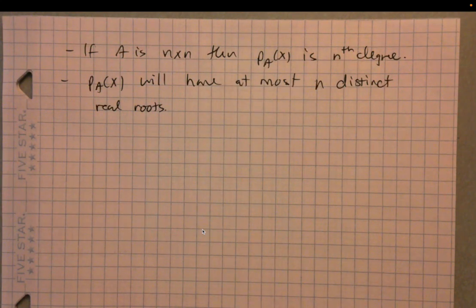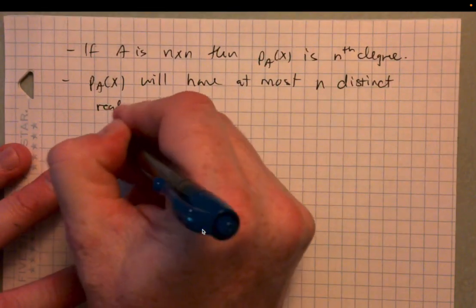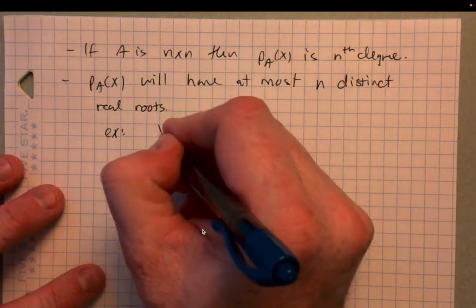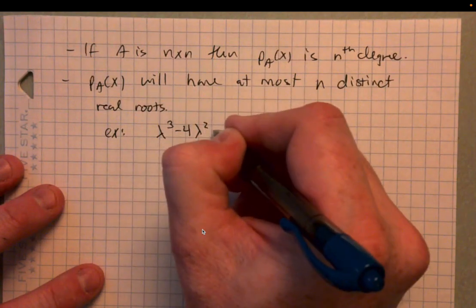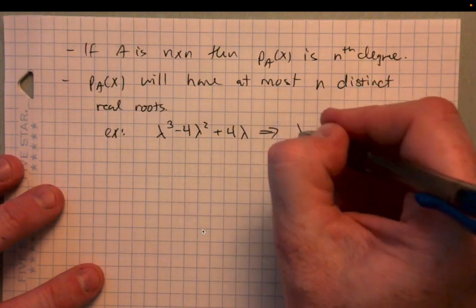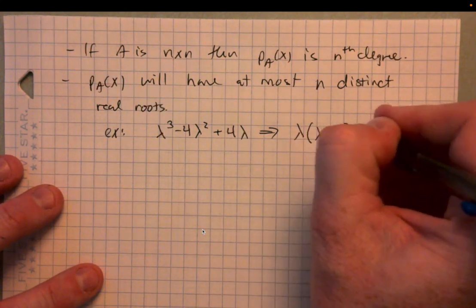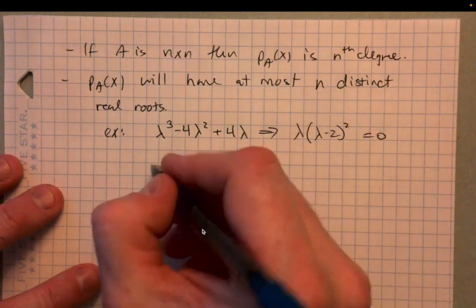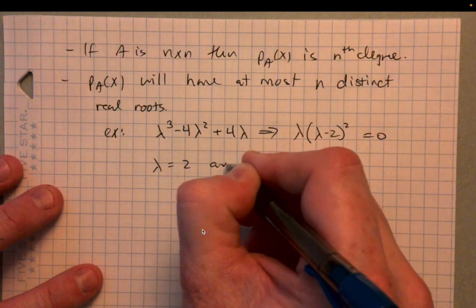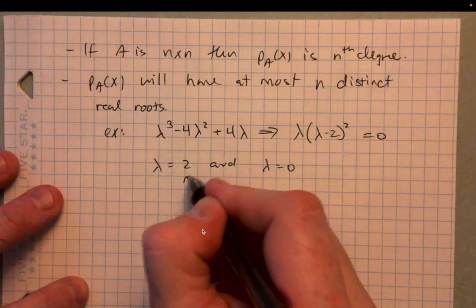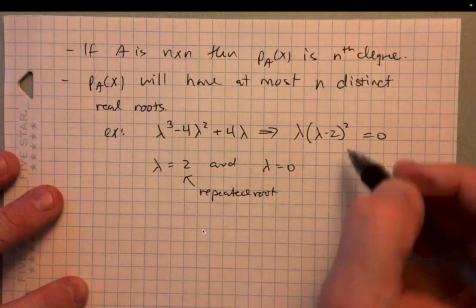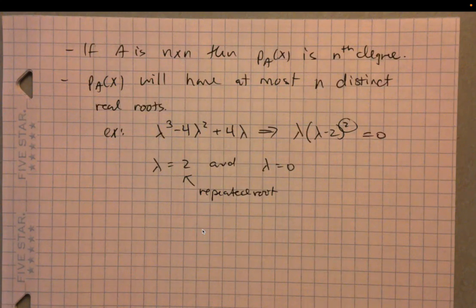Like in the example we saw previously, it was a 3 by 3 matrix. The characteristic polynomial was indeed a third degree polynomial, but we only had 2 distinct roots. If you recall what that polynomial looked like, our previous example was lambda cubed minus 4 lambda squared plus 4 lambda, and we were able to factor that down to lambda times lambda minus 2 squared. Then if we set that equal to 0 and solve, we found lambda equals 2 and lambda equals 0. So this is obviously a repeated root, because of the second degree exponent there. Okay.